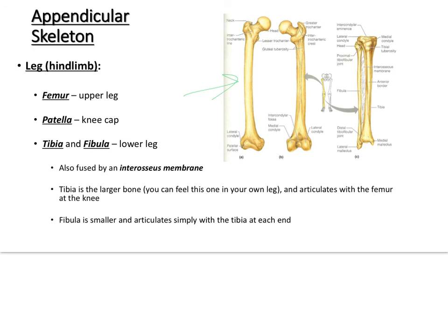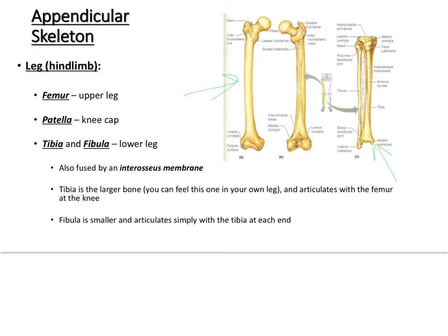So make sure to differentiate there. There's no such thing as a tibula or a fibia. It's tibia and fibula. The tibia is the much larger bone of the lower leg. It's the one that makes your shin. So if you feel your shin right there just under your skin, that's the tibia. Then the fibula is a thinner bone that's sort of encased in your calf muscle.